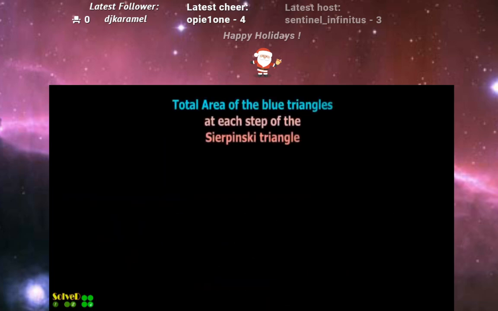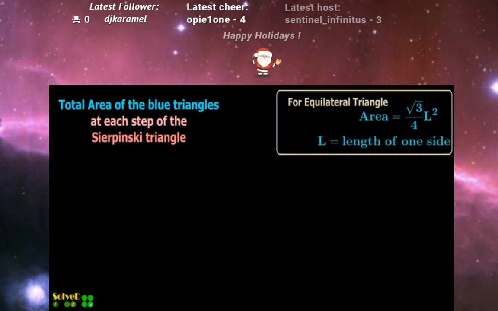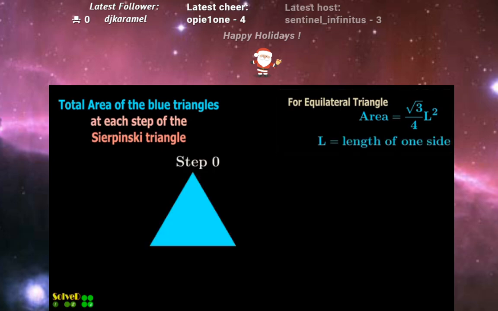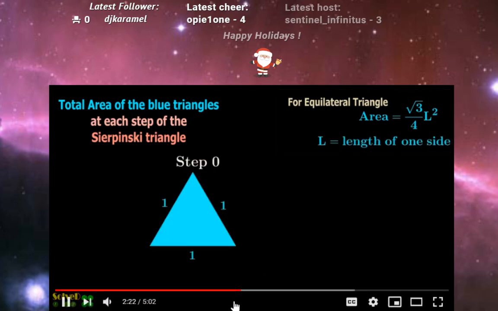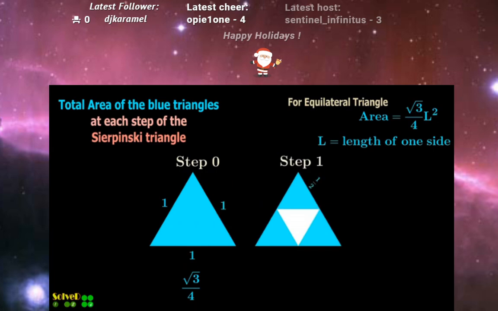Let's look at the total area of the blue triangles at each step of the Sierpinski triangle. For an equilateral triangle, the area is given by this equation. Here, L is the side length. Let's focus on the first two steps. For step 0, considering the side length of 1 unit, the area becomes this. In step 1, there are 3 blue triangles, and the side length of each is 1/2. Let's find the area of one such triangle as shown. Then multiply by 3, in order to obtain the total area of all 3 triangles.